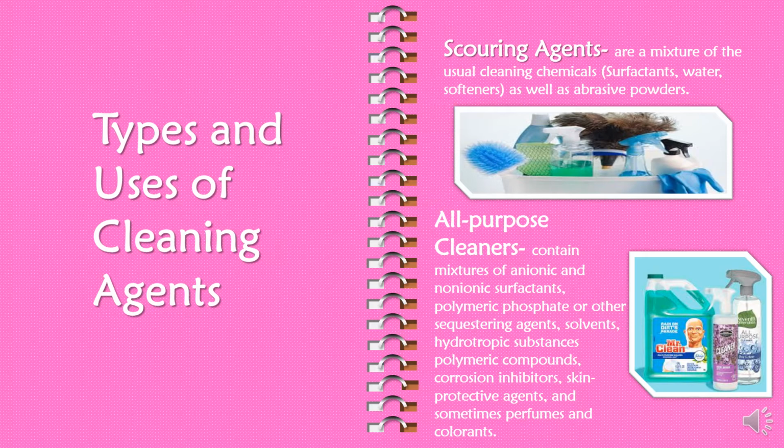Scouring agents. These are a mixture of the usual cleaning chemicals as well as abrasive powders. The most common and always available in our kitchen are the all-purpose cleaners. They contain mixtures of anionic and non-ionic surfactants, polymeric phosphate or other sequestering agents, solvents, hydrotropic substances, polymeric compounds, corrosion inhibitors, skin protective agents, and sometimes perfumes and colorants.